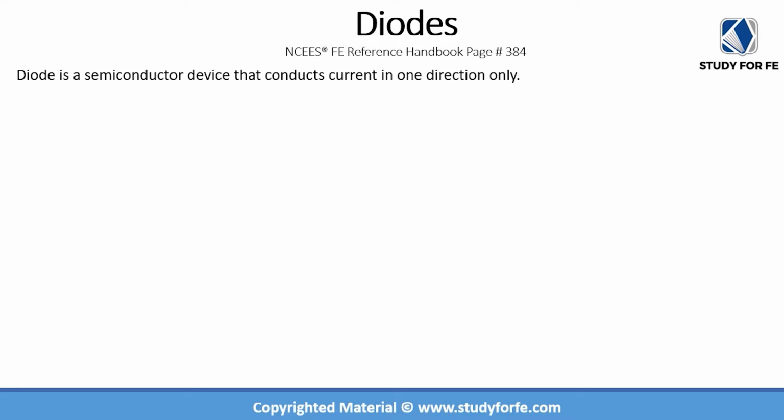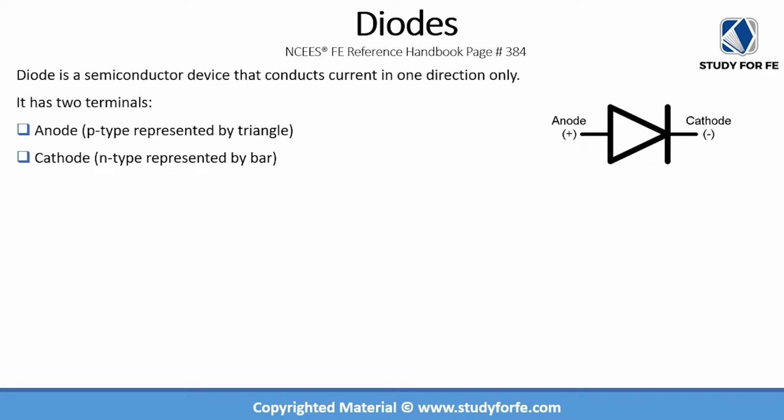Diodes. A diode is a semiconductor device that conducts current in one direction only, which is a very important property because it helps us make use of it as an electronic switch. It has two terminals. The positive terminal is called the anode, and it is basically the p-type region, represented by the triangle. And the negative terminal is the cathode, which is the n-type region, and it is represented by a dash or a bar.